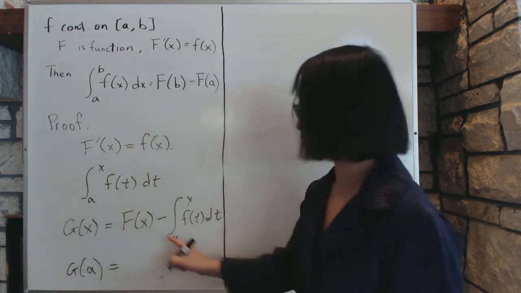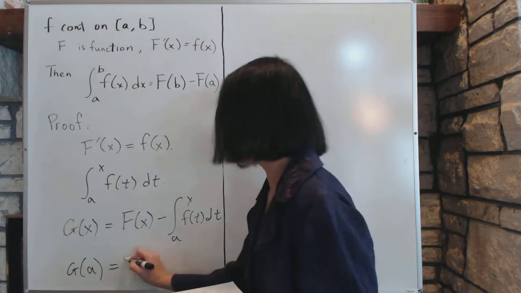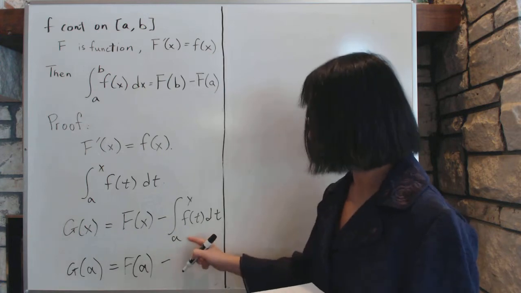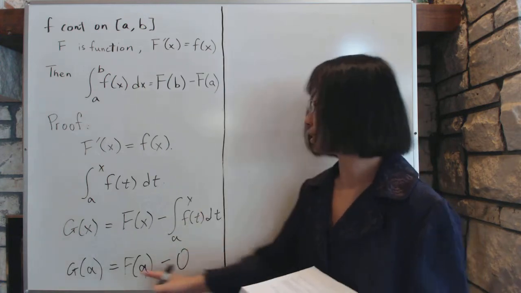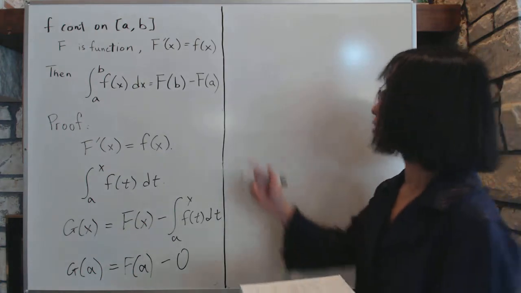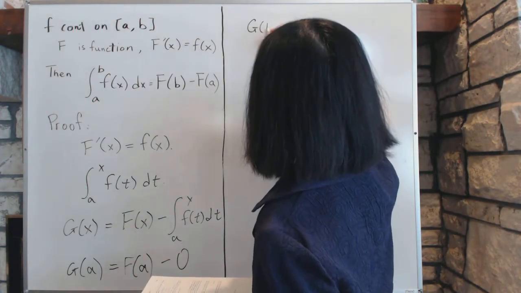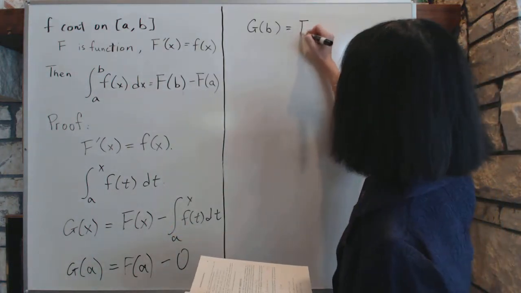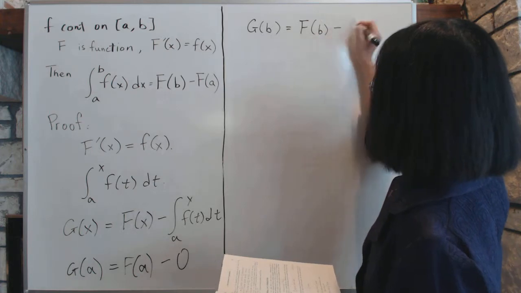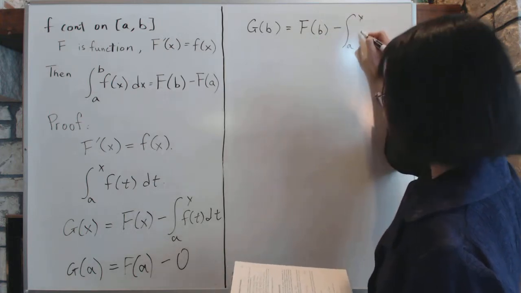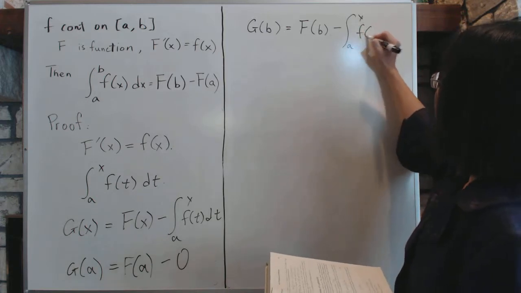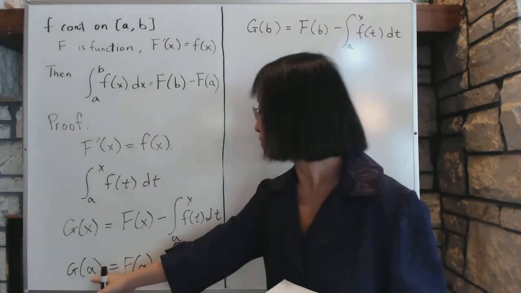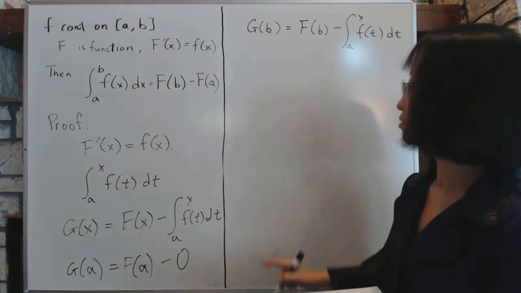Now g(a) is equal to F(a), of course, from this formula, minus the integral evaluated from a to a, which is going to give you 0. So g(a) is simply F(a). Next, we calculate g(b). What is g(b)? That is, of course, equal to F(b) minus the integral from a to b of f(t) dt. However, remember, g(a) is equal to F(a).